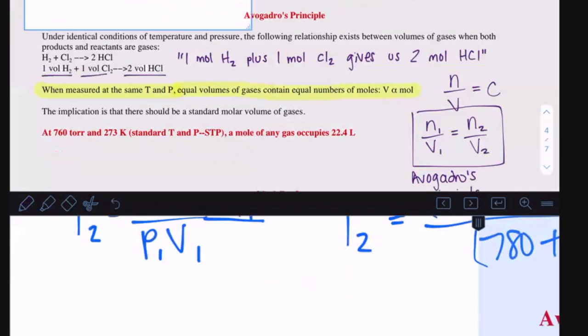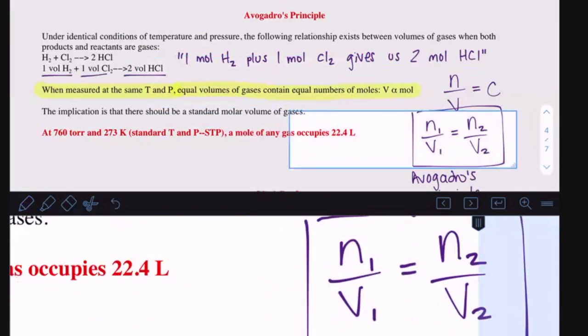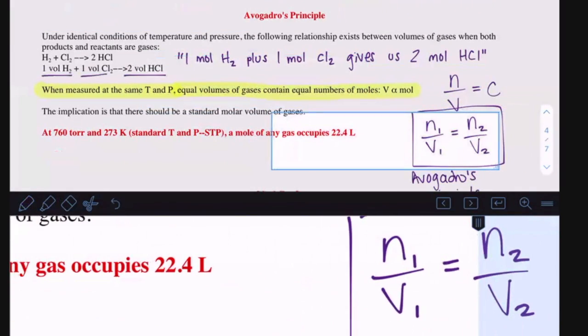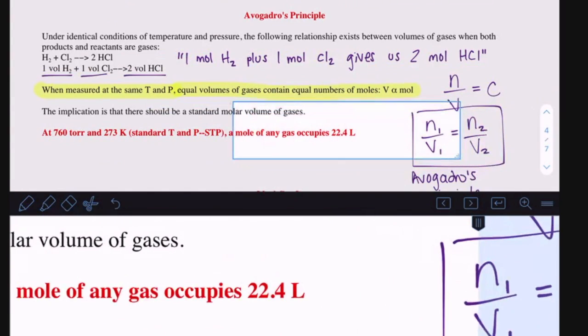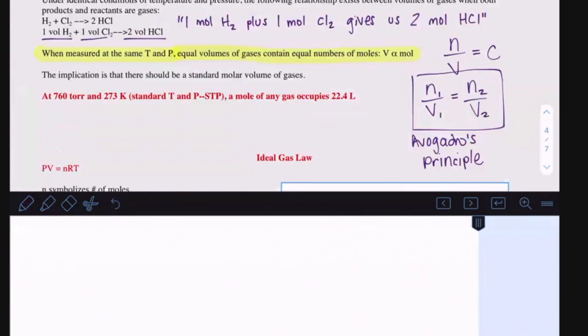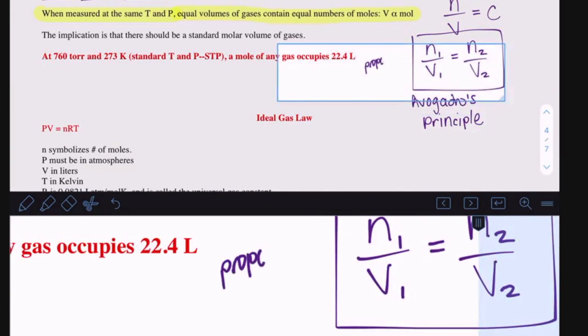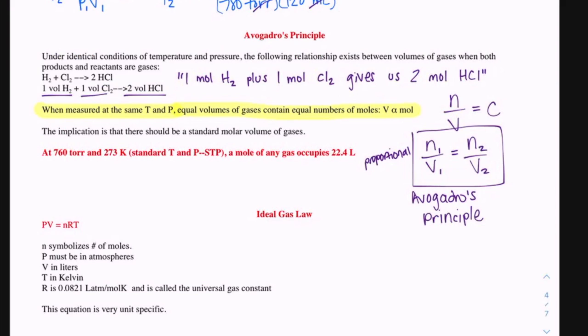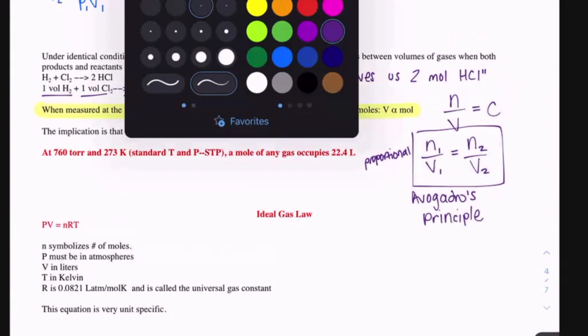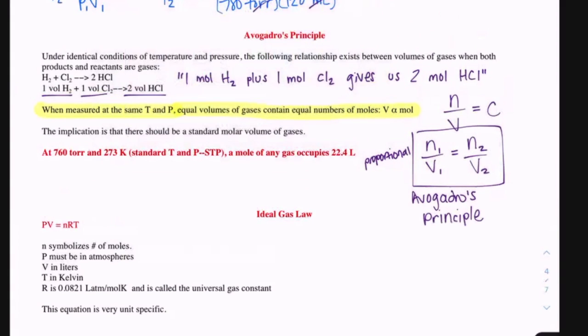And if we take a look, we know that these are proportional, right? So as n gets bigger, V gets bigger. So we could write over here, proportional, STP, which stands for standard temperature and pressure. So I'm going to walk us through this. Now, STP is something that is very important. And when we write that acronym, you're going to want to know and remember what that means. So let's take a look.